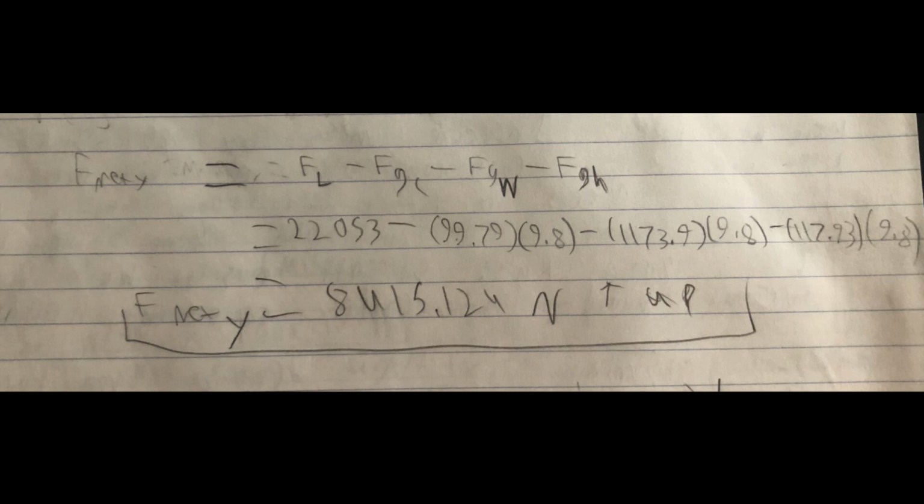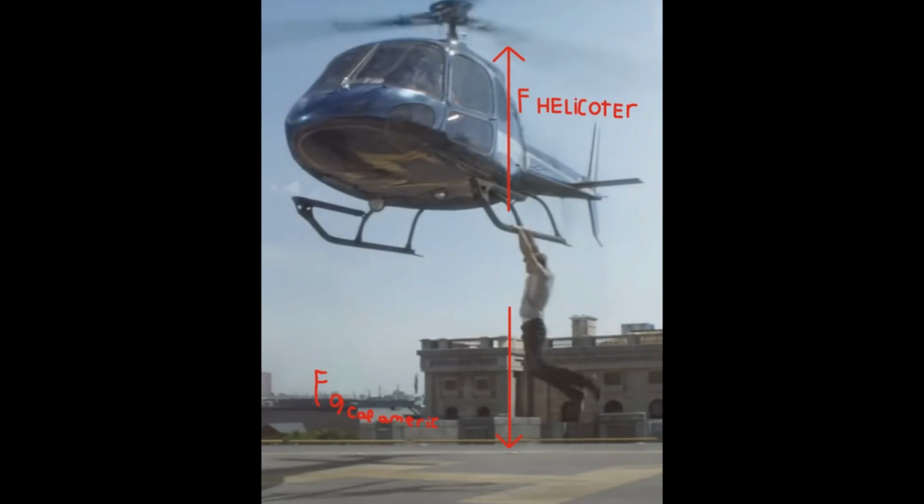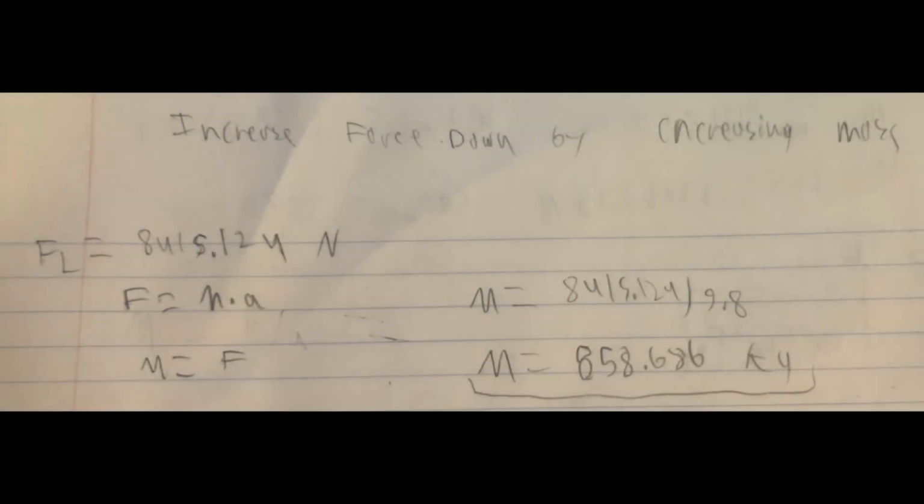So with all of our forces and weights combined, we have a Y net of 8,415 newtons upwards. And that's the force that Captain America is going to need to overcome to bring down this helicopter. One way to increase force downwards is just to increase mass.